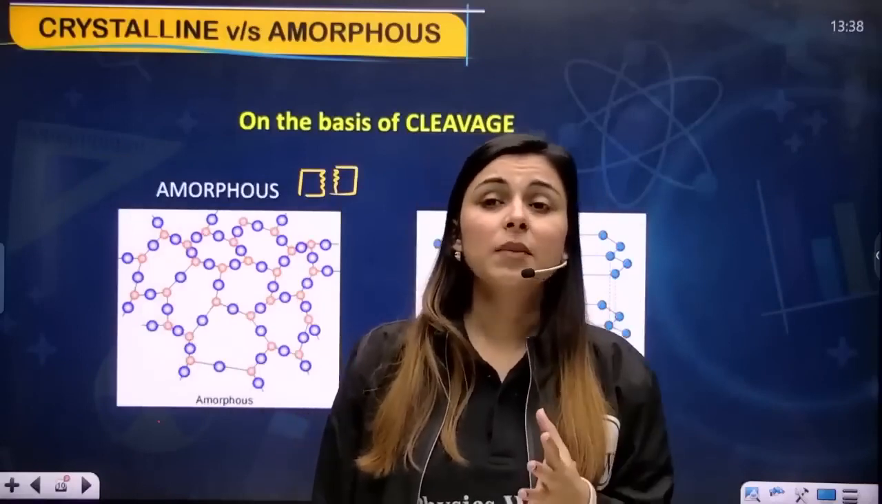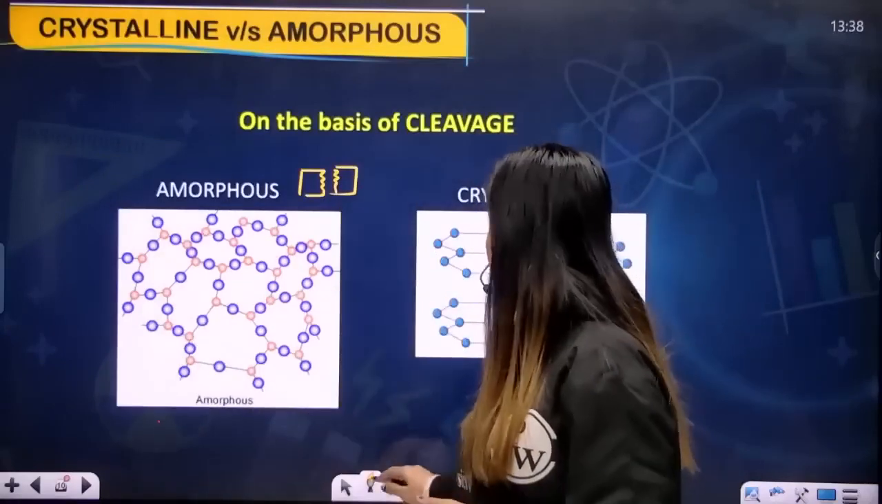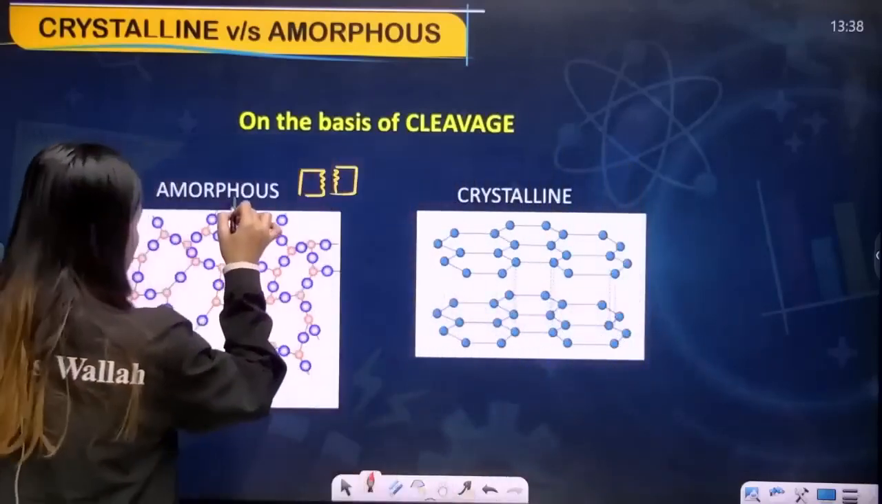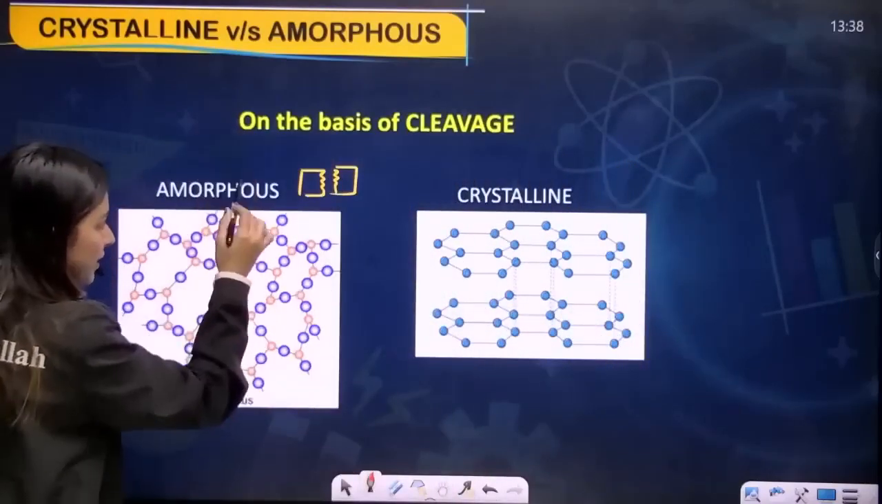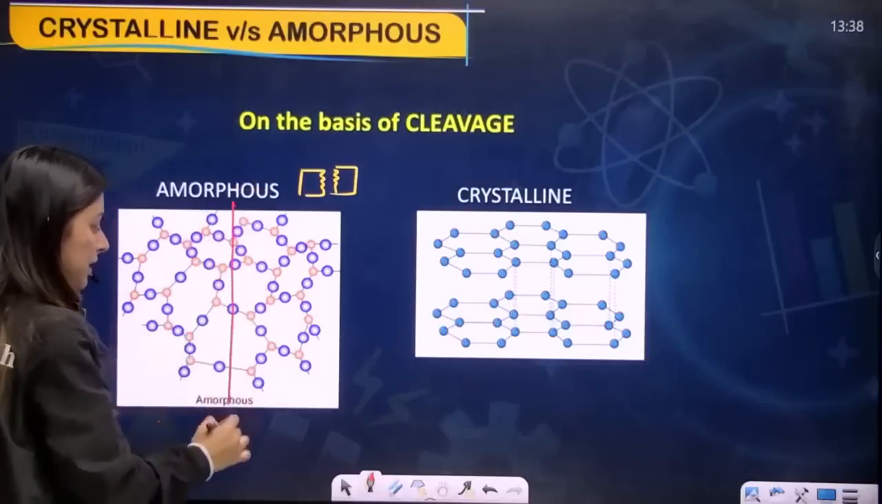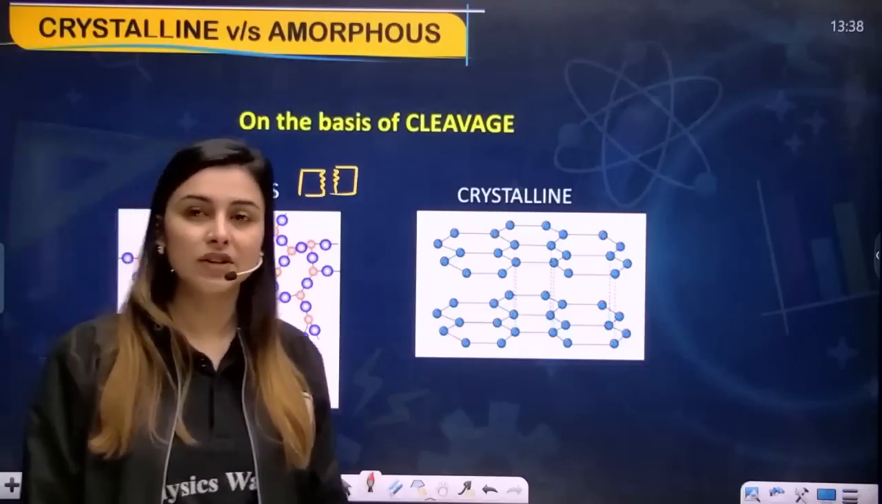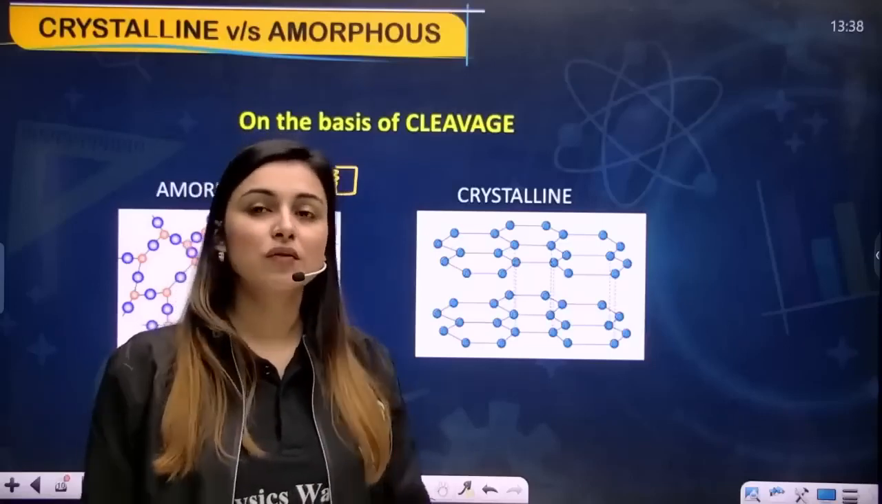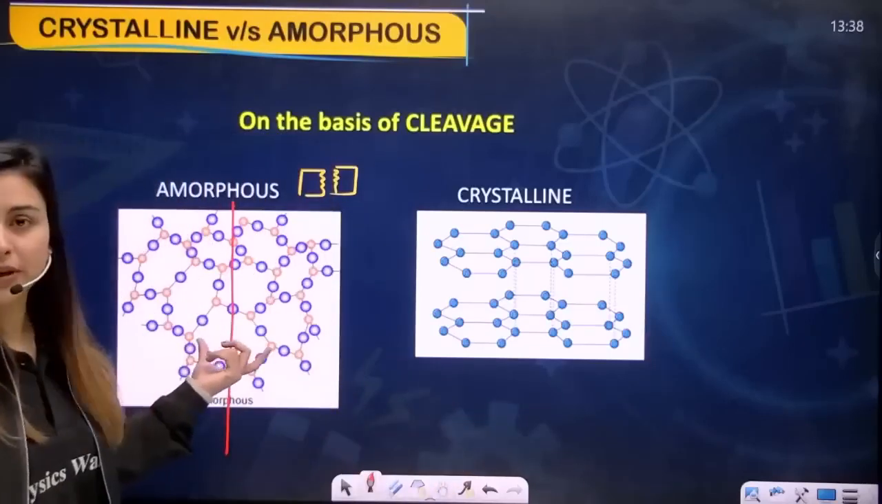Yeah, because my dear students, since the arrangement of an amorphous solid is disordered, when you break it, or when you cleave it, it is not a smooth cleavage. It is not a smooth cleavage, okay? You get bumps in it because of the disordered arrangement. I hope you get this now.